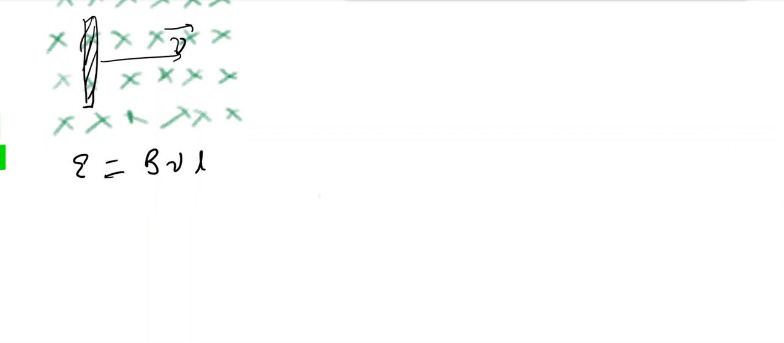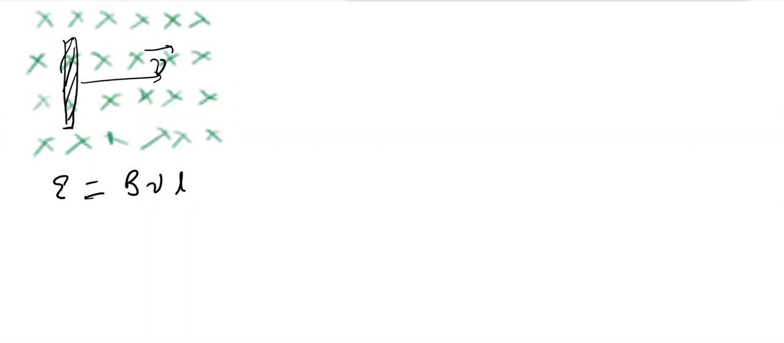What will happen if I take a metallic rod of length L and move it with velocity V? We know that in this case the induced EMF is BVL. What is B? The intensity of the magnetic field. V is the speed and L is the length.